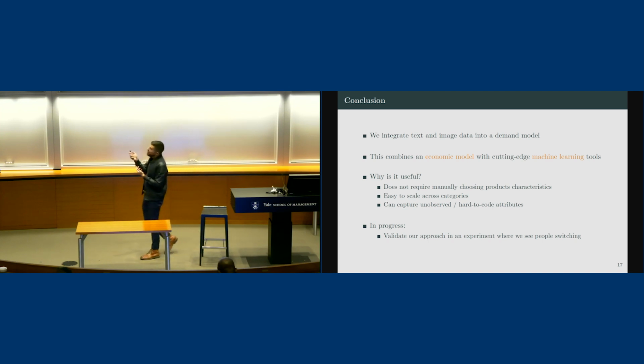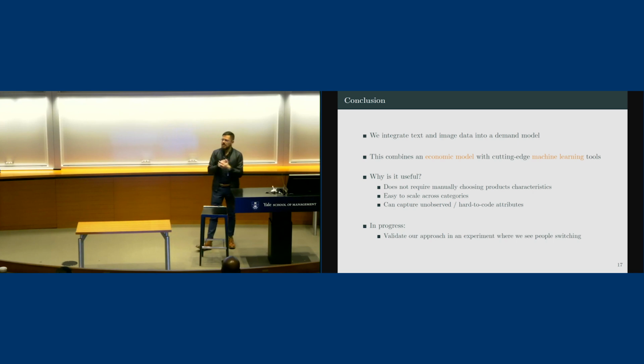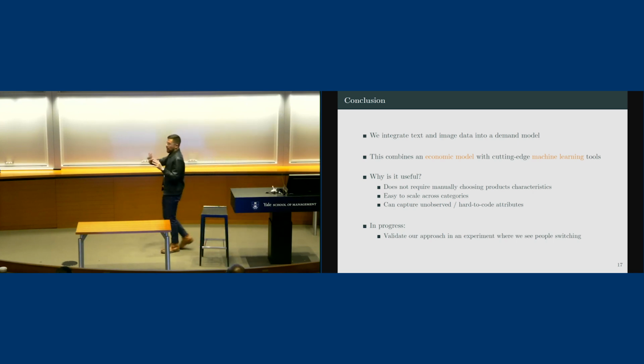And what we're trying to do next, as this is work in progress, is to actually validate this approach using an experiment. So we're going to have people choose among a set of products. We're actually working with ebooks in our experiment. And then we remove the product that they chose and we ask them to choose again. So we're essentially seeing switching patterns in the experiment. And what we're hoping to find is that this model does a better job at predicting the second choices that people will make relative to competing models.